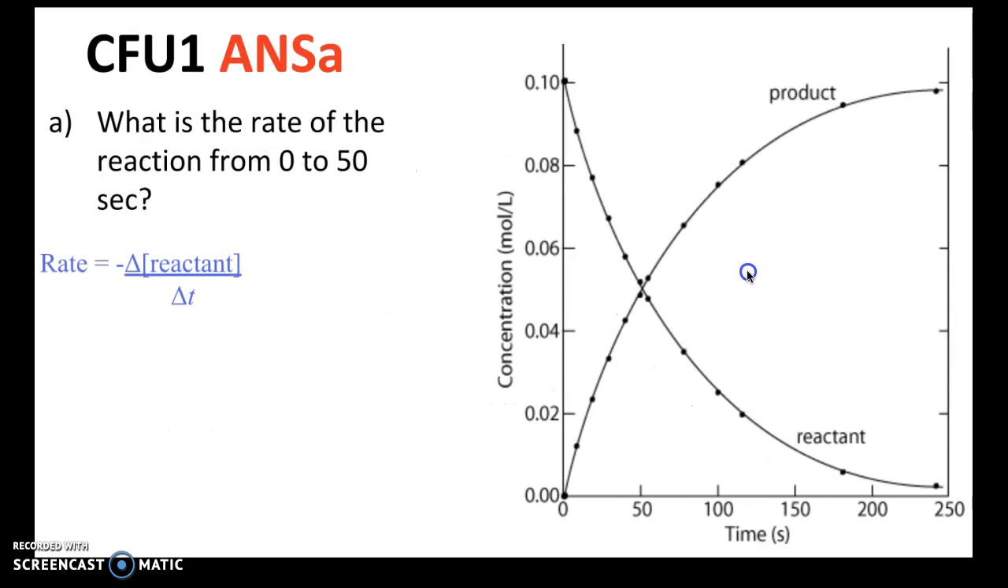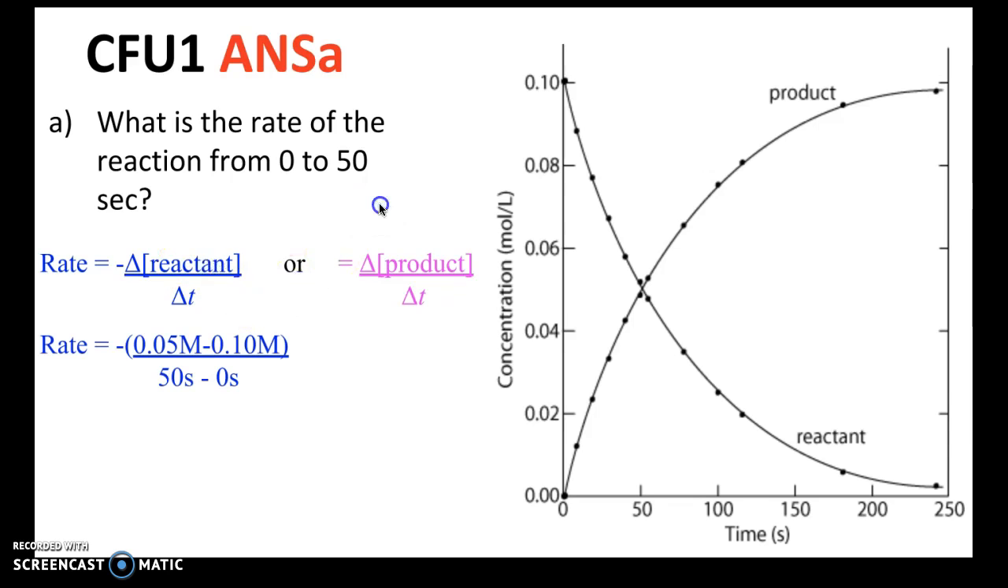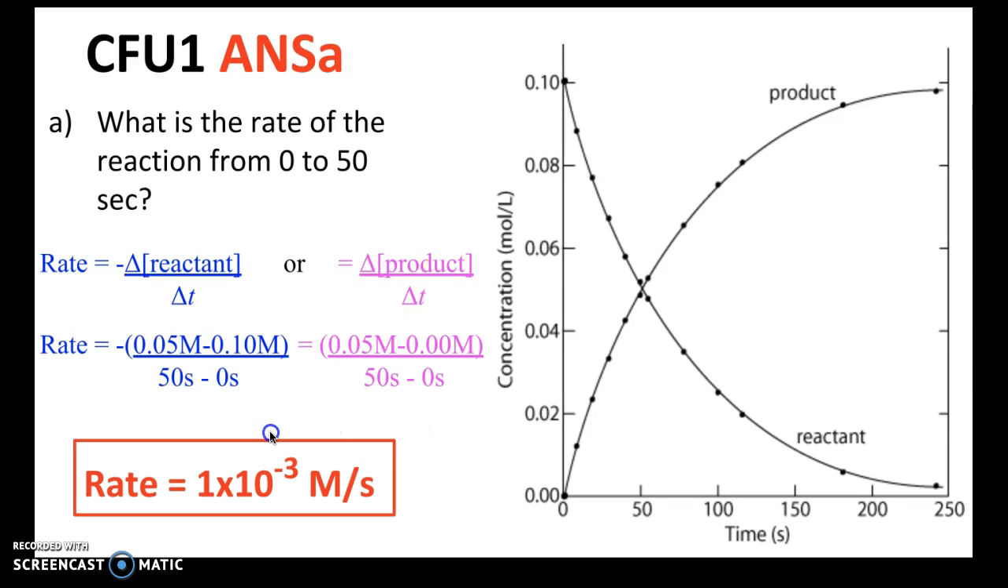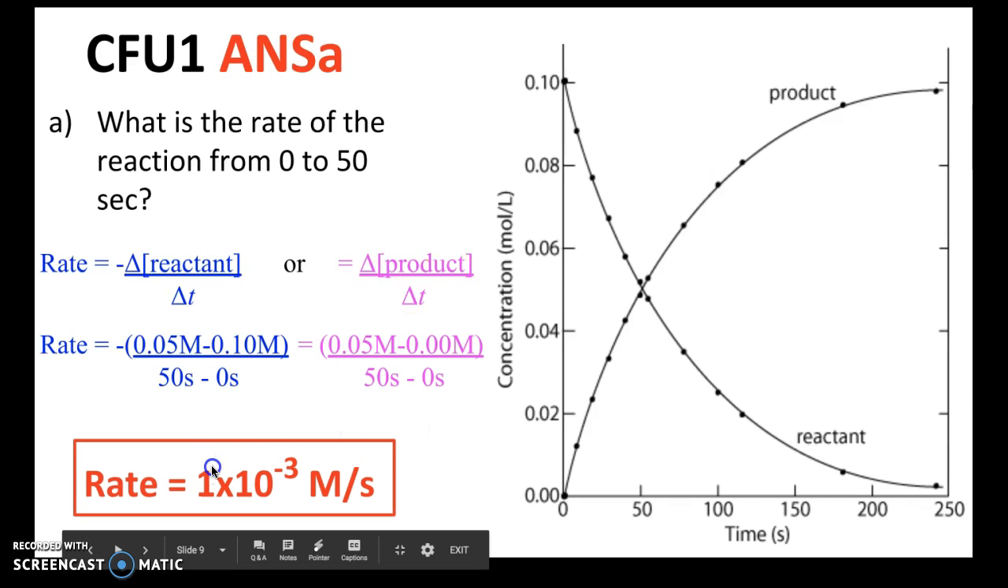Okay, so here's the work for A. You can do it for either reactant or product. Remember, for the reactant, though, you need to have that negative there because you don't want to have a negative value. And so this is my work. My estimations may be a little different than yours, but in either case, you should get something close to a rate of 1 times 10 to the minus 3 molar per second. Notice that the units are important here.